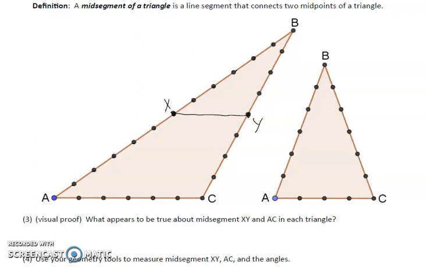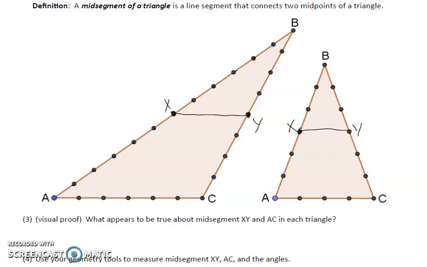And then the mid-segment for the second triangle. We got 6 units on AB, so X would be split into 3 and 3. On BC, also 6 units, and so Y would be split into 3 and 3. So the mid-segment would be just by connecting the 2 midpoints.